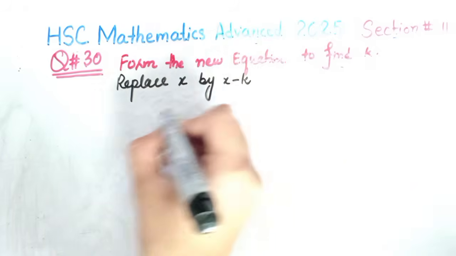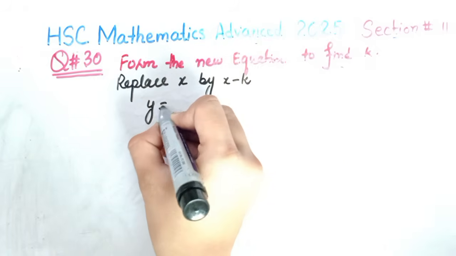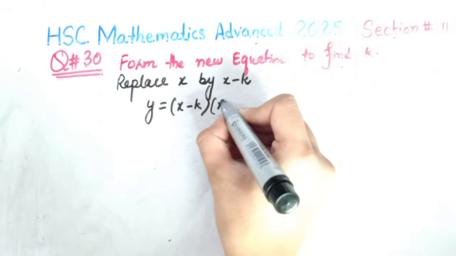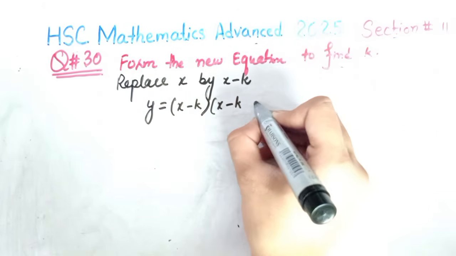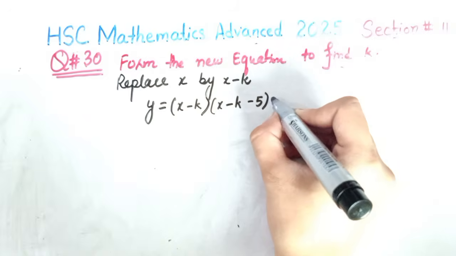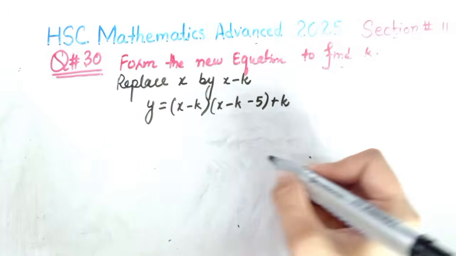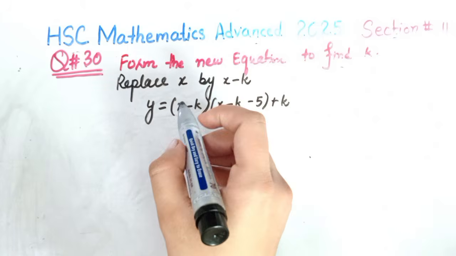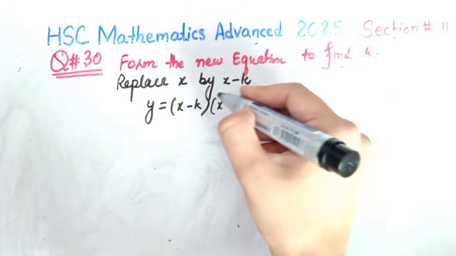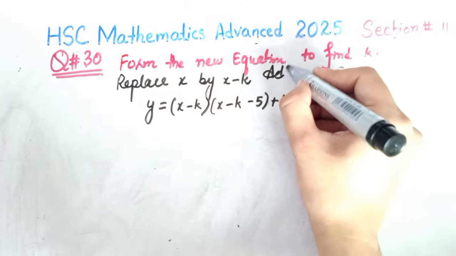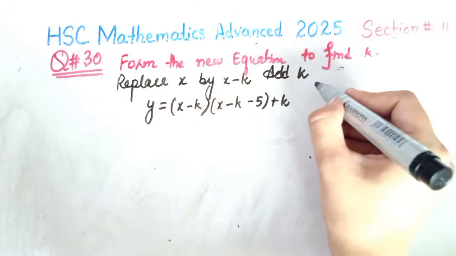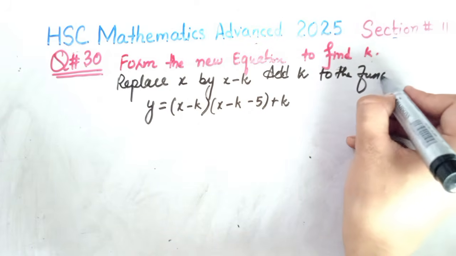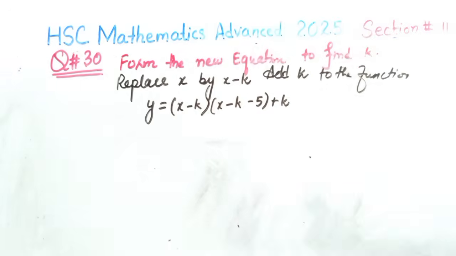x minus k. So, we get y equals (x minus k)(x minus k minus 5) plus k, because we have replaced x, and we also add k to the function. These two steps are taken to find the value of k.